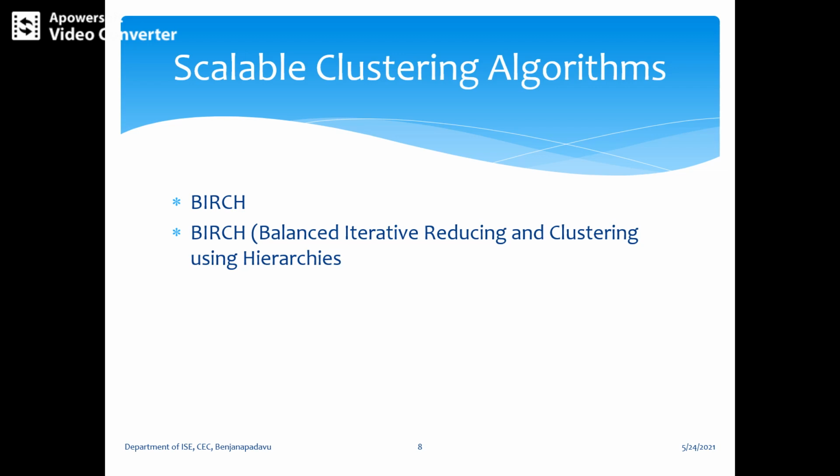BIRCH is based on the notion of clustering features, CF, and the CF tree, where a CF is a triple of numbers. The idea is that a cluster of data points can be represented by the triple N, LS, and SS, where N is the number of points in the cluster, LS is the linear sum of the points, and SS is the sum of the squares of the points. Now the BIRCH algorithm explanation.